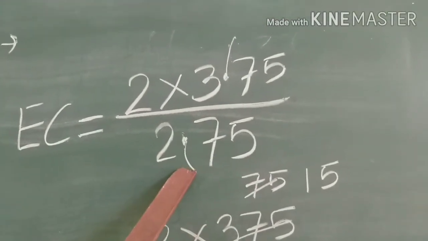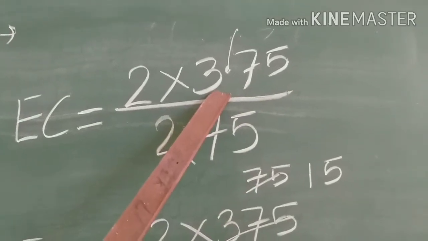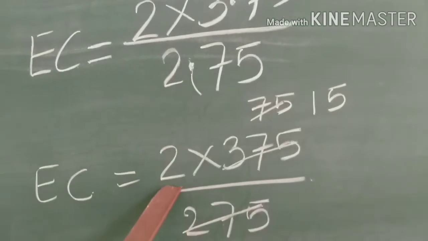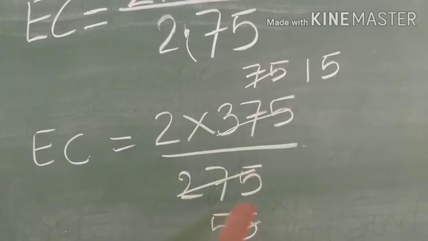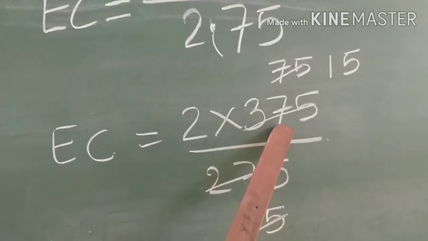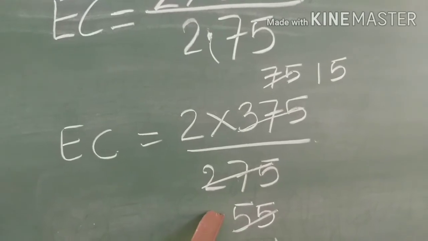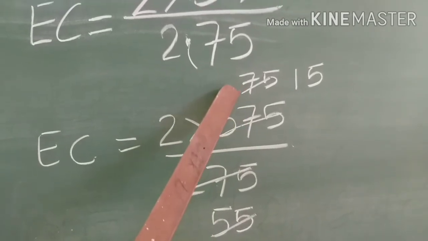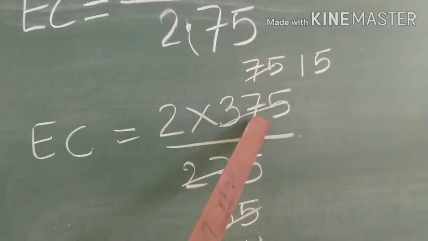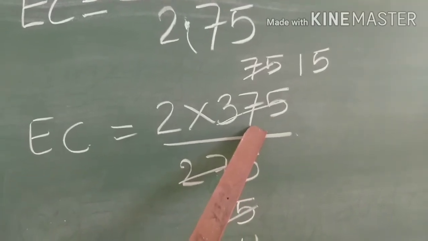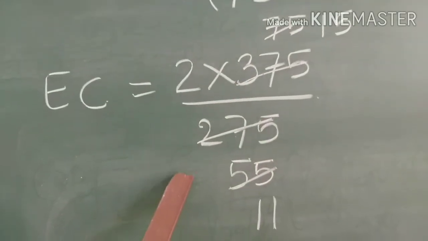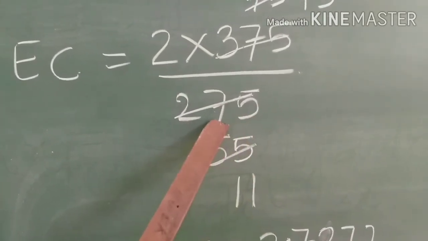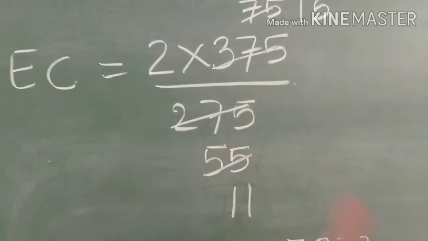Decimal after 2 digits. Here also decimal after 2 digits. That's why both decimals will be cancelled here. Now students, 2 into 375 upon 275. Both values are divisible by 5, students. So let us divide by 5. 7 5s are 35, so 5 7s are 35. 2 left, 2 5s are 25, 5 5s are 25. Similarly here, 2 is remainder, 2 and 5, 25 again. So 5 5s are 25.